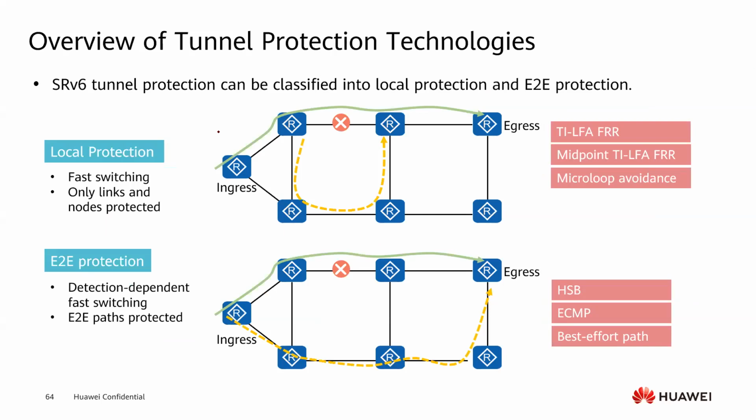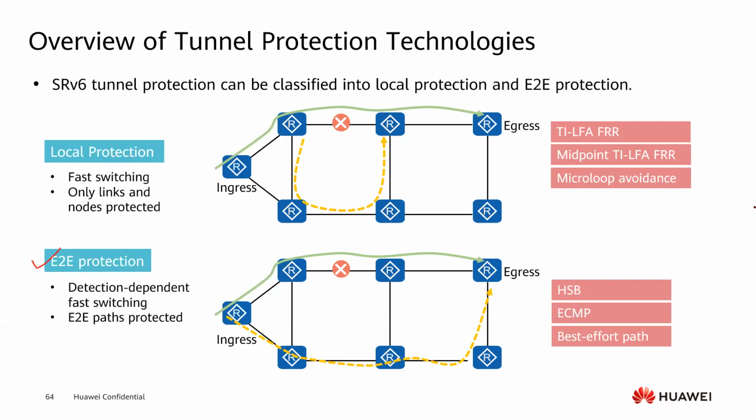And after you use either BFD or ping trace route, you detect there's a problem, then you must find some way to protect it. So to protect your SRv6 network, you have two ways. One is local protection, another is end-to-end protection.